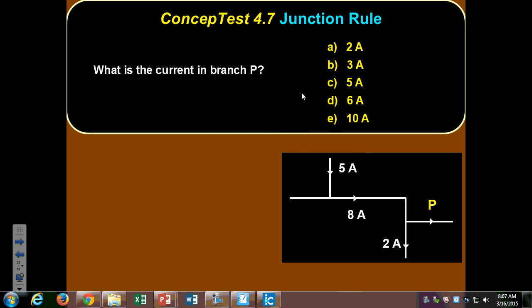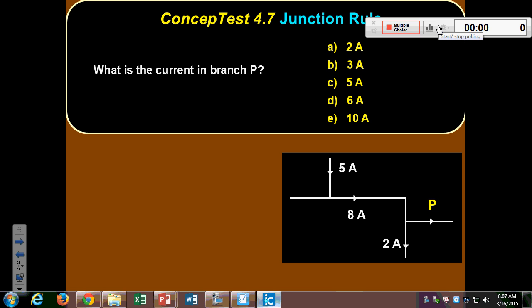What is the current in branch P? I have 5 amps here, 8 amps coming here, so I know what this current is.